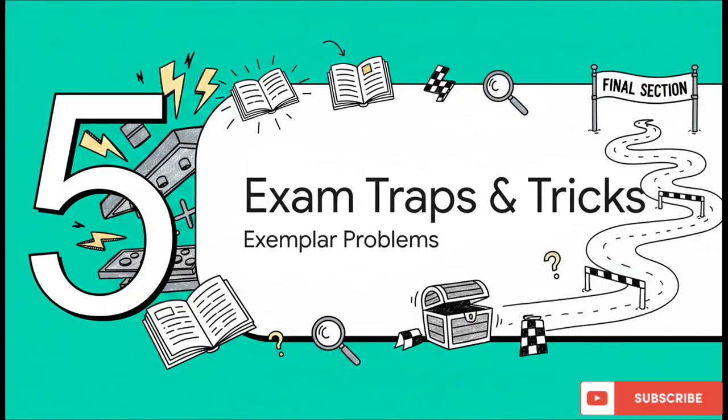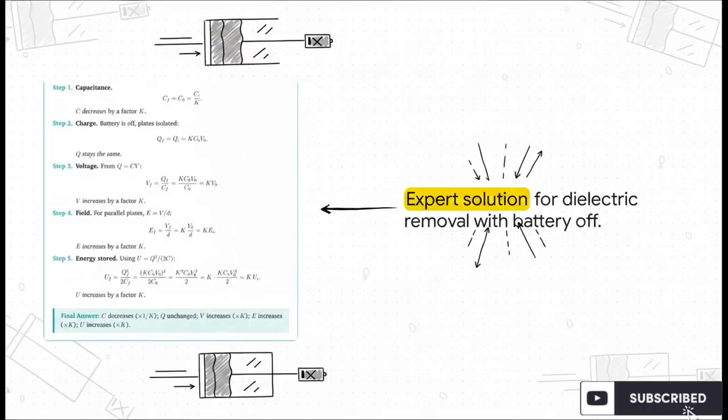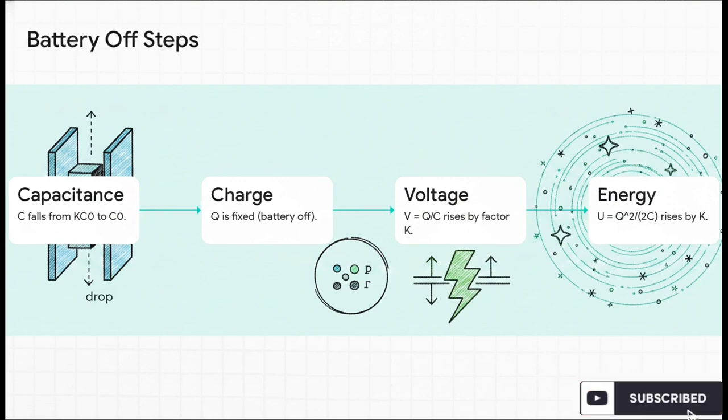Finally, let's wrap up with Section 5, Exam Traps and Tricks. Let's look at an actual NCERT exemplar problem where they really try to mess with you. They set up a capacitor with a dielectric, disconnect the battery, and then ask what happens when you pull the dielectric out. It's the total reverse of the normal setup. So, breaking down the logic here, since the battery is disconnected, the current has literally nowhere to go. That's your anchor point. The charge, Q, is totally stuck.